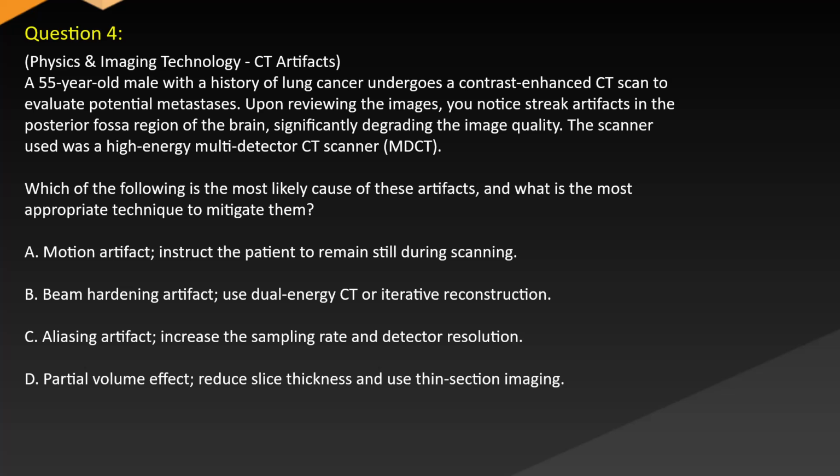Which of the following is the likely cause of these artifacts, and what is the most appropriate technique to mitigate them? A. Motion artifact. Instruct the patient to remain still during scanning. B. Beam hardening artifact. Use dual energy CT or iterative reconstruction. C. Aliasing artifact. Increase the sampling rate and detector resolution. D. Partial volume effect. Reduce slice thickness and use thin section imaging.